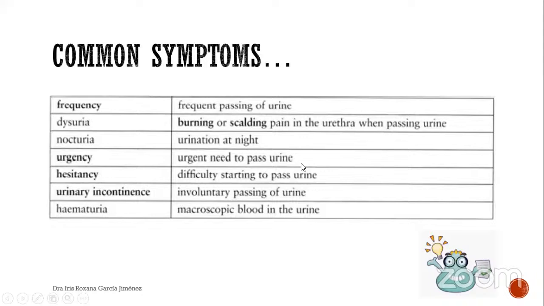Urgent need to pass urine, hesitancy, difficulty starting to pass urine, urinary incontinence, involuntary passing of urine, hematuria, macroscopic blood in the urine. Those are the seven most common symptoms, just to start our way of working, okay?